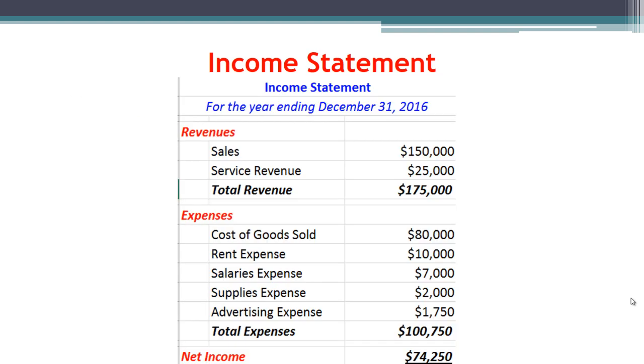This is a quick example of what an income statement might look like. Again, it's for a period of time. You have your revenues, whichever types of revenues the company has. In this case, they have $175,000 worth. Then you list out all of your expenses, and then the difference would be your net income. So we have $74,250 more in revenues than we do expenses. Therefore, we have net income, profit. The negative to this, if you had more expenses than revenues, it would be called a net loss or just negative net income.